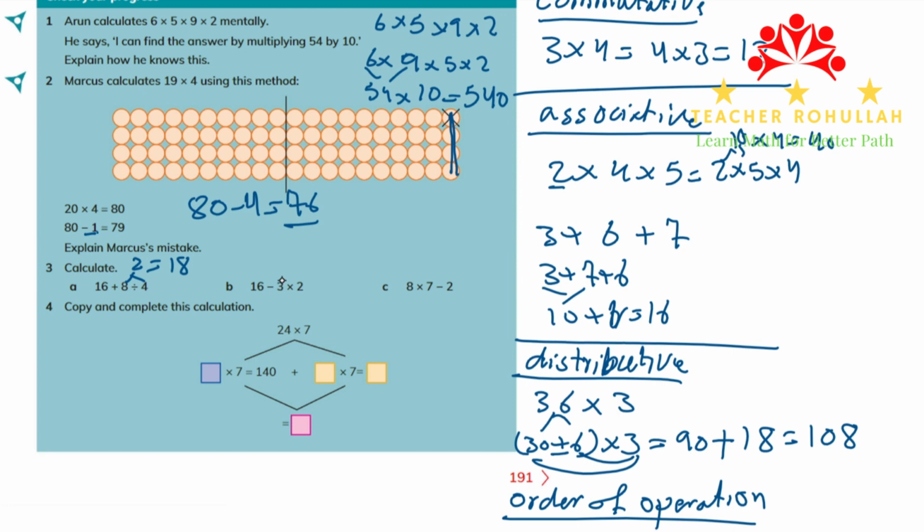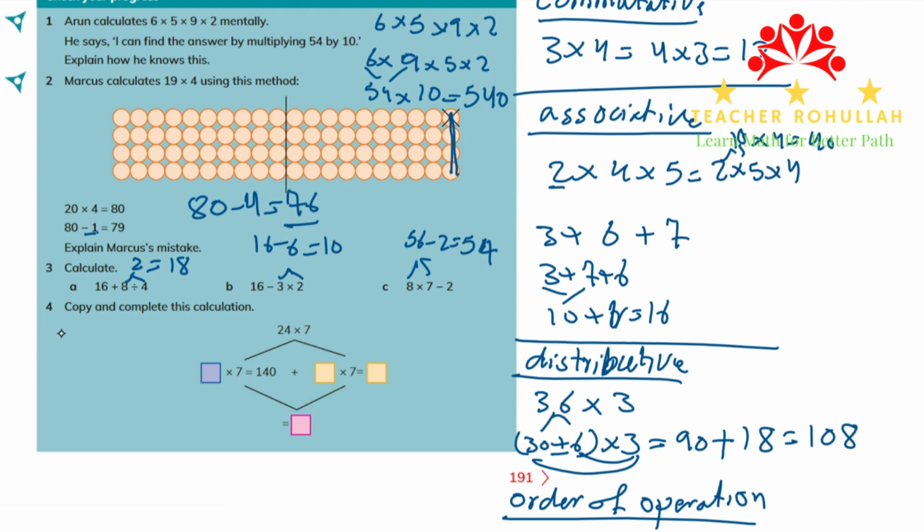In part B, we have 16 minus 3 times 2. Again, we have to do the multiplication first. 3 times 2 is 6, and 16 minus 6 is equal to 10. In part C, we have 8 times 7 minus 2. So 8 times 7 should be done first, then 2 should be subtracted from it. 8 times 7 is 56. 56 minus 2 is equal to 54. Well, question 3 is also solved.